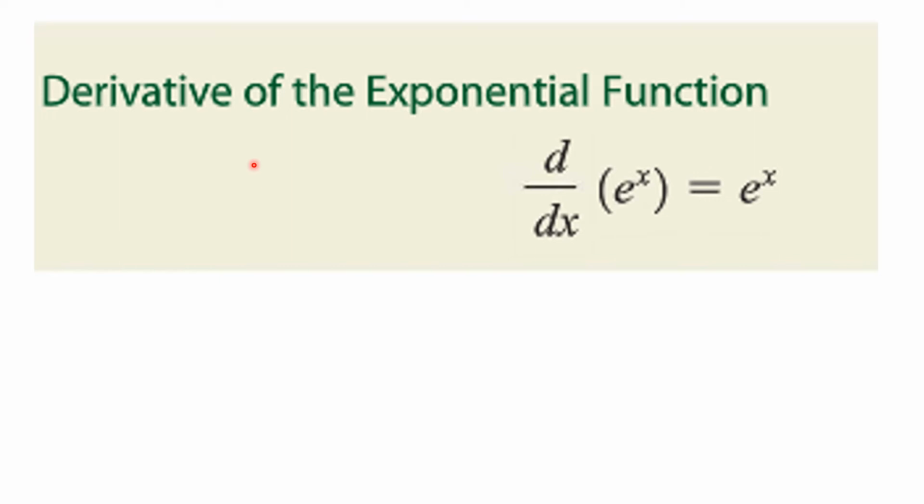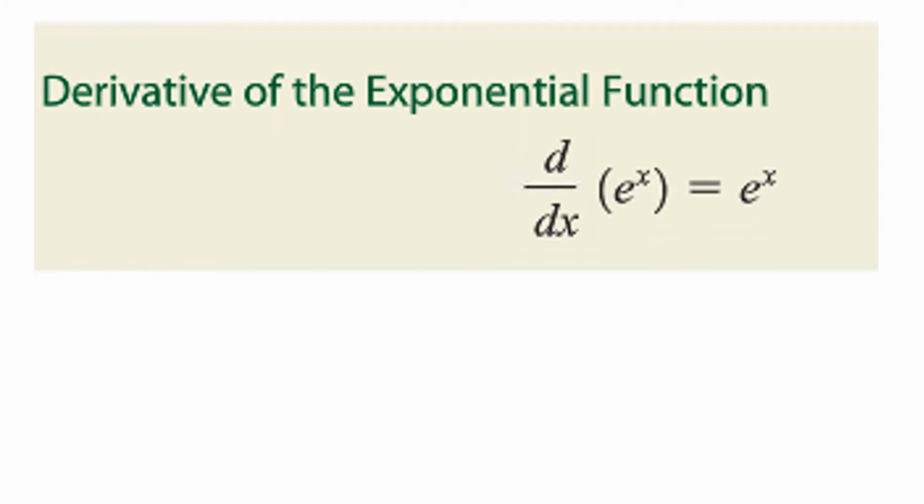And for reasons that will become clear later, we're going to talk about the derivative of e to the x first. And you remember that e is an irrational number that is a little bit bigger than 2.71. So we're going to show that the derivative of e to the x is in fact e to the x. It's the only function whose derivative is equal to itself.